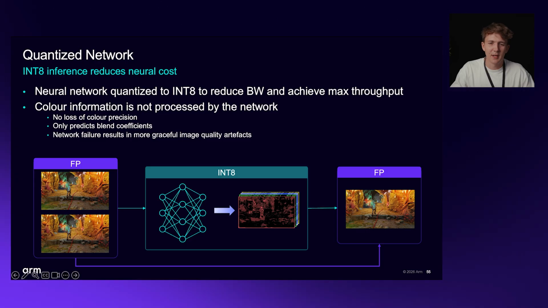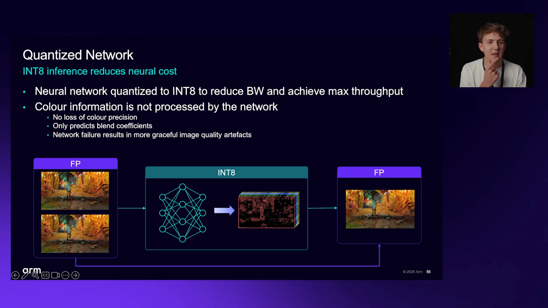However, something to note is that color information is not actually processed by the network, as we showed with the system overview a minute ago. And this means that we can support high precision color if required. So the candidate frames always remain in floating point color data in the same precision that they come in at, and the network does not generate or process the RGB color directly. Instead, it only predicts coefficients, and these are predicted at int8.